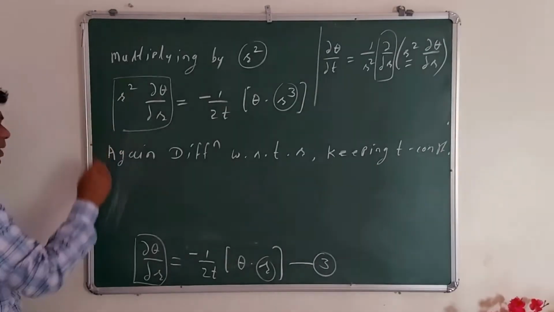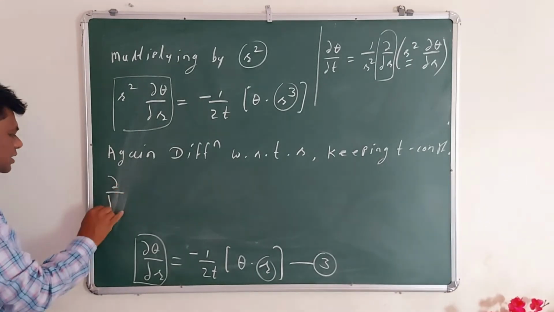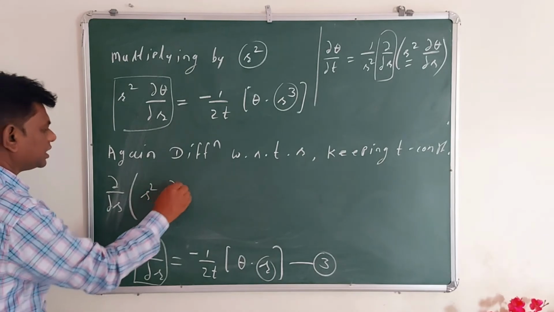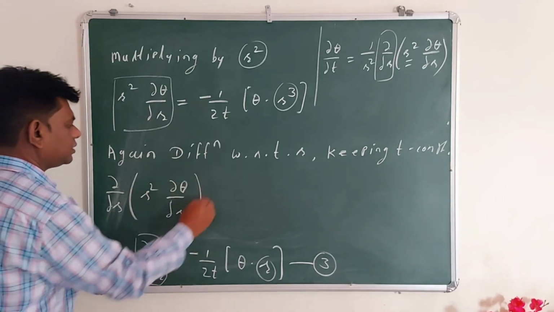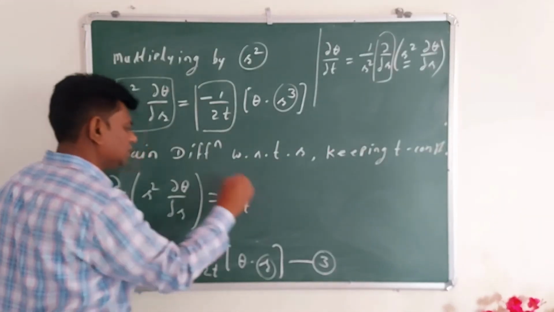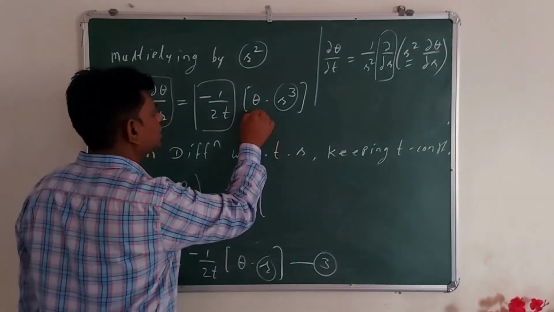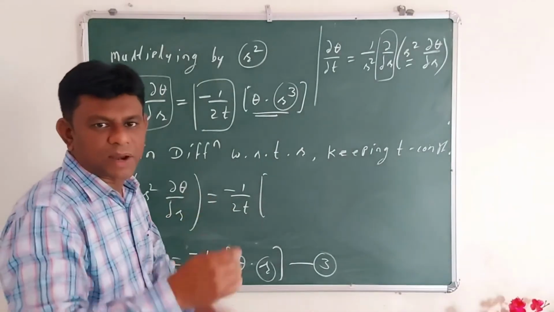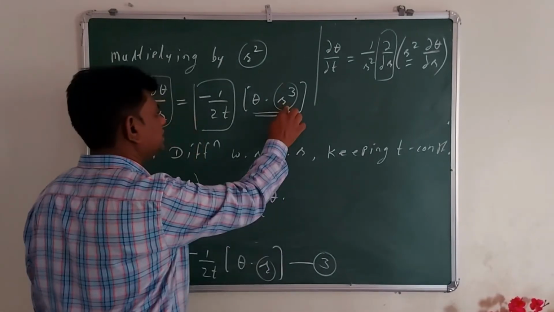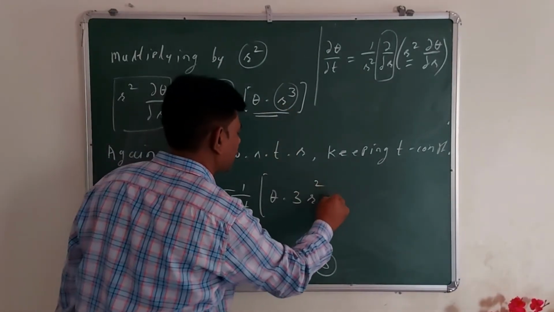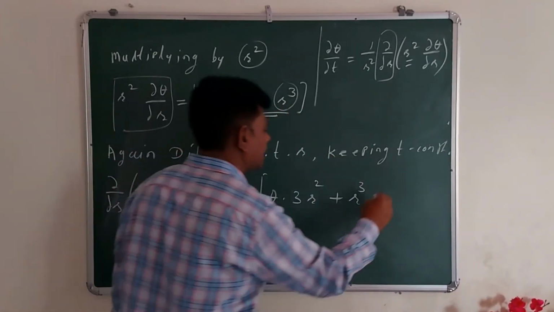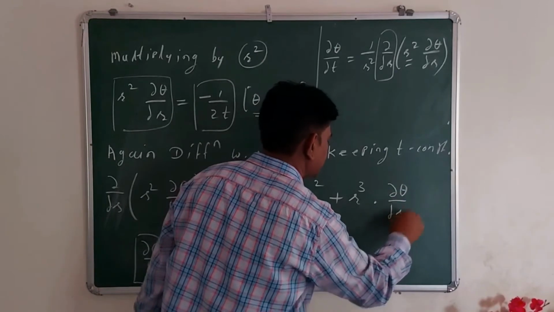Now the derivative of this with respect to r, keeping t constant, is del by del r of r square del theta by del r. Now this minus 1 upon 2t is the constant term, so it stays as it is. Now here theta times r cube. Again applying the product rule of differentiation, theta is as it is, derivative of r cube is 3r square, plus this r cube is as it is, derivative of theta is del theta by del r.